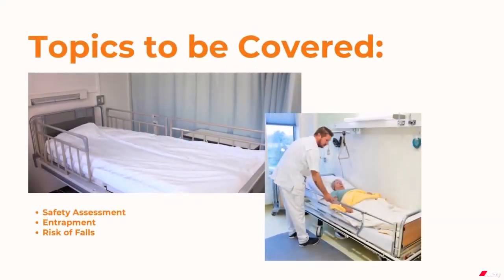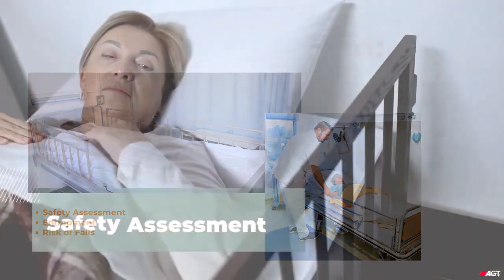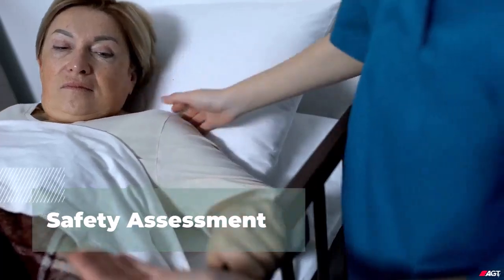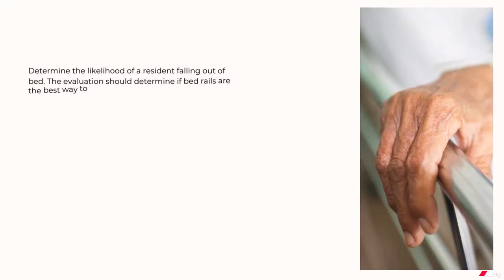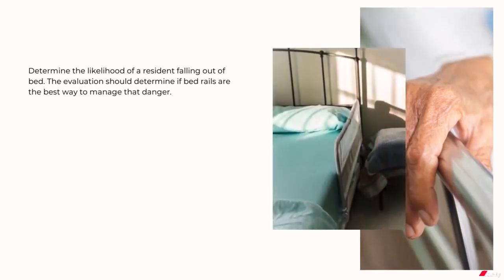Topics to be covered: safety assessment, entrapment, risk of falls. Safety assessment: determine the likelihood of a resident falling out of bed. The evaluation should determine if bed rails are the best way to manage that danger.